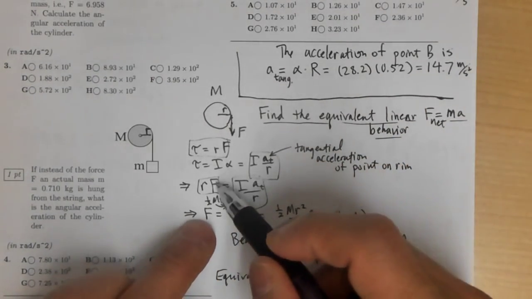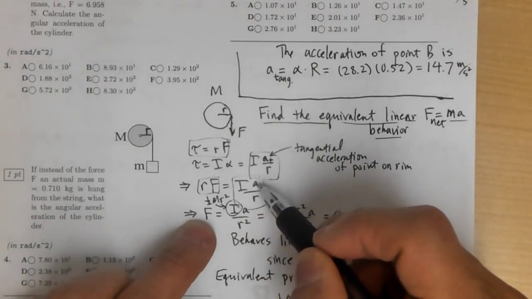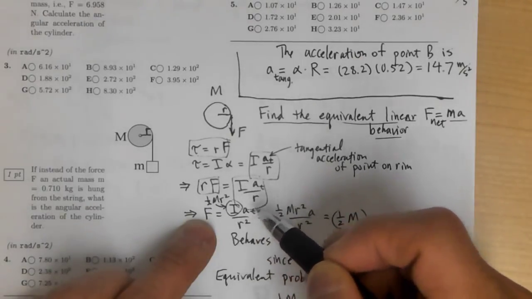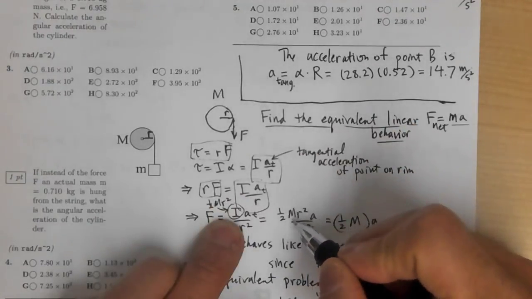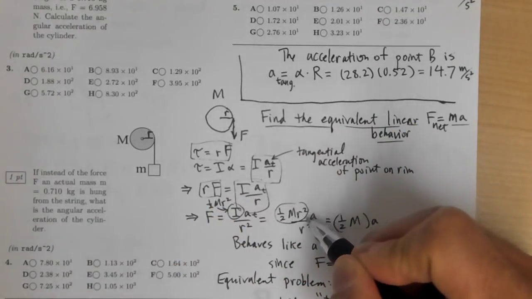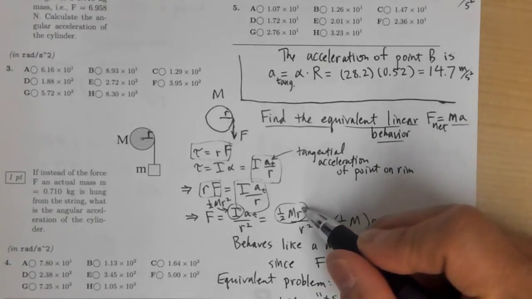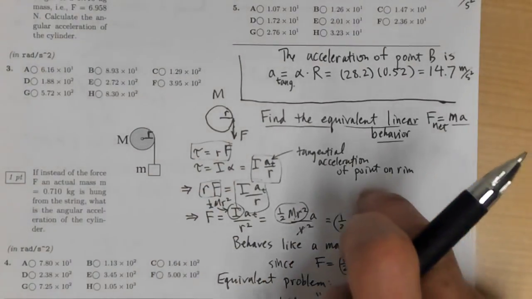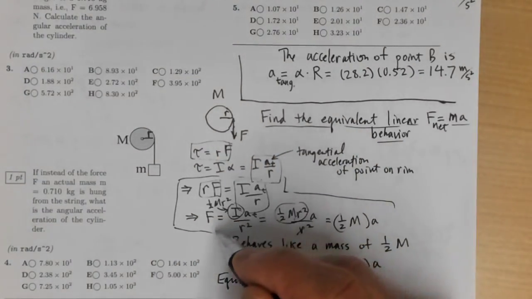So now I'm going to divide by R, and I'll have F is equal to I AT over R squared. Right? And then I is equal to 1/2 mr squared, and then I'll have 1/2 mr squared A over R squared, and then the R squareds cancel. I get 1/2 ma. If this step here is confusing you, that does not bother me. This is a little bit complicated.